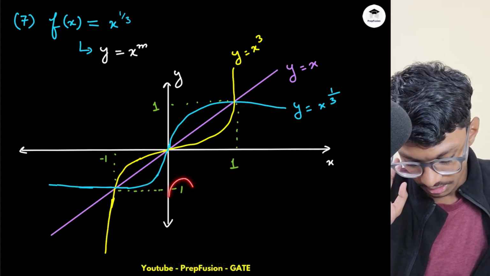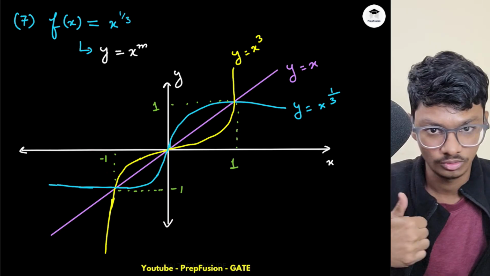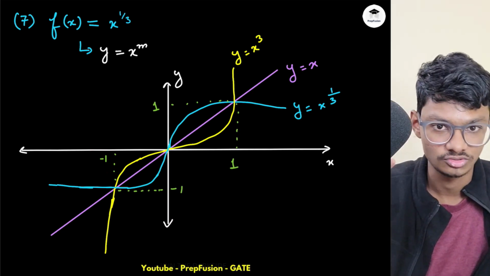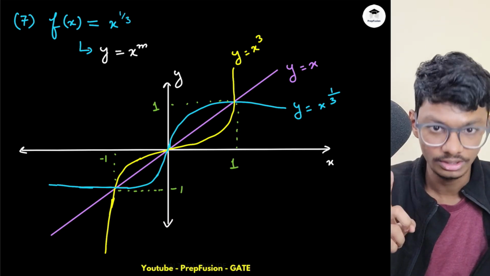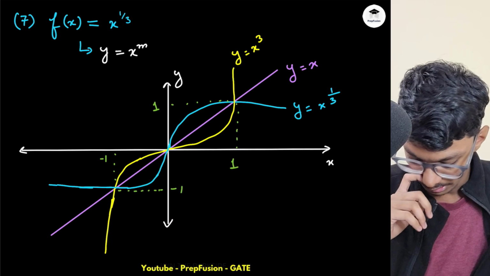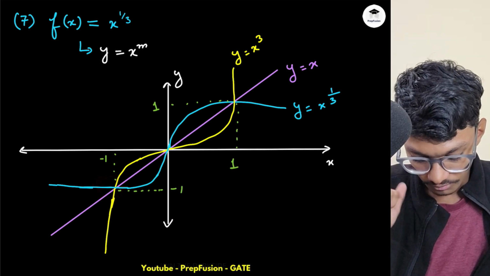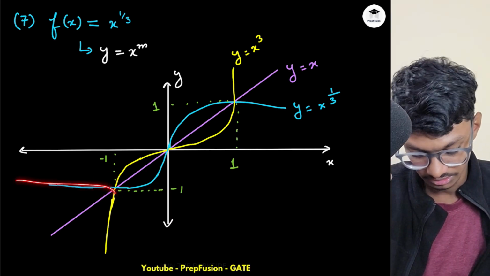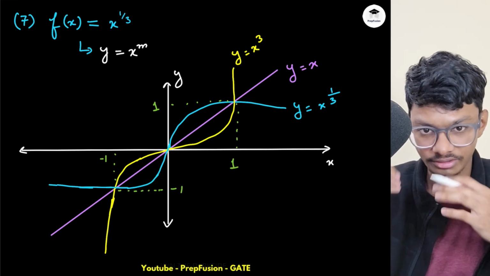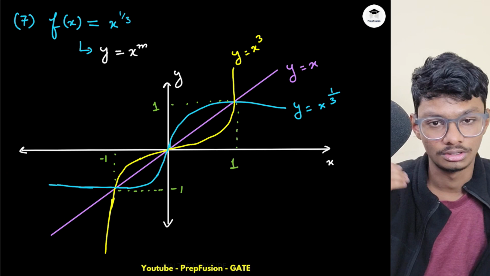So basically at -1, these will be equal because the cube root of -1 is -1, because -1 into -1 is 1, then into -1 again is -1. So this will be -1. And they will meet at this point. All these graphs you can just put in the calculator and observe the relationships.